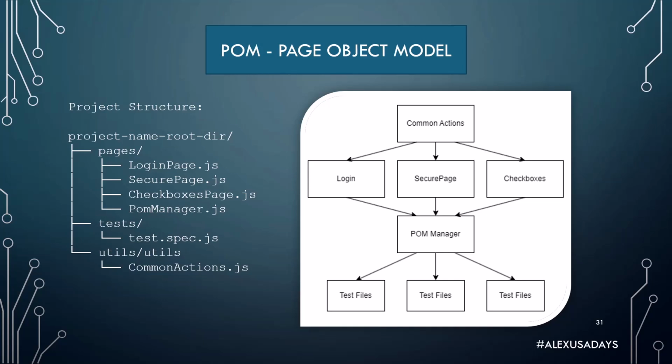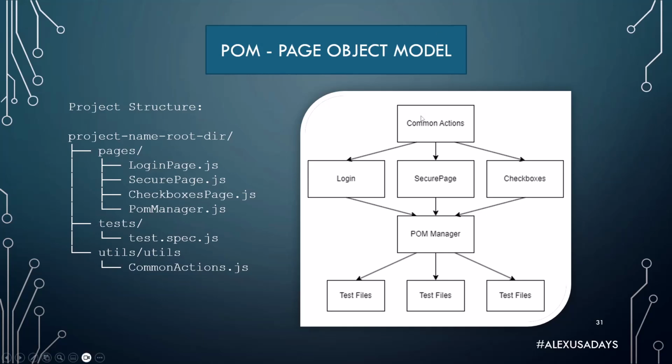Then we will have our test folder with examples of the tests based on the POM. And then we will have a utils folder. In utils, we will have another object where we'll have common functions. Those functions will be used in the pages, like clicking, opening things up, and so on. And visual is going to look like this.